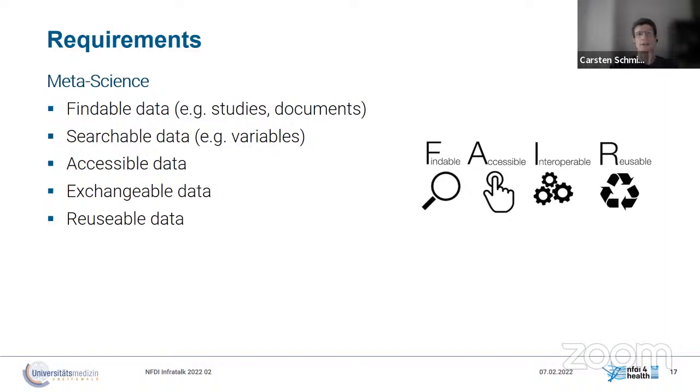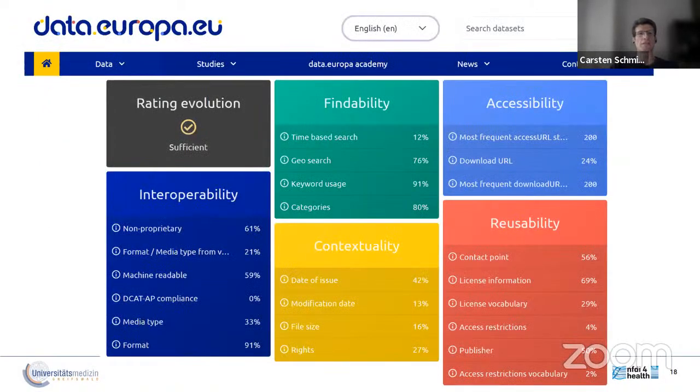There are many FAIR initiatives around, and projects that are designed to improve FAIR metrics to make it visible. I will just give an example of an EU-funded project, Data Europe EU, where they have a dashboard approach to make fairness of distinct resources visible according to defined criteria, like is it machine readable, which media types, and other categories. So that is one aspect in terms of meta science.